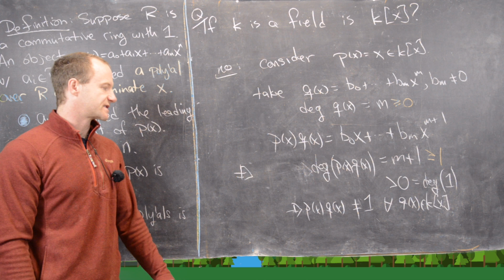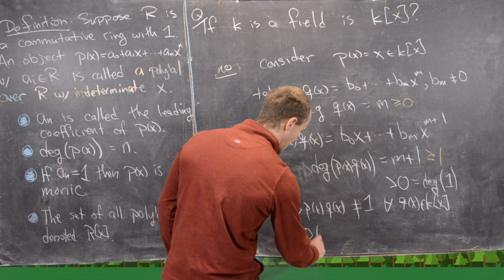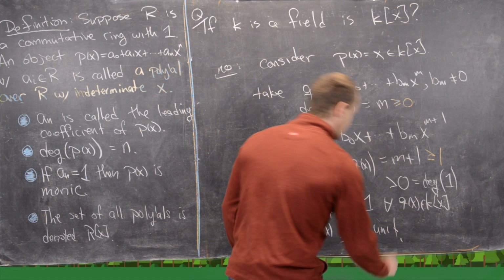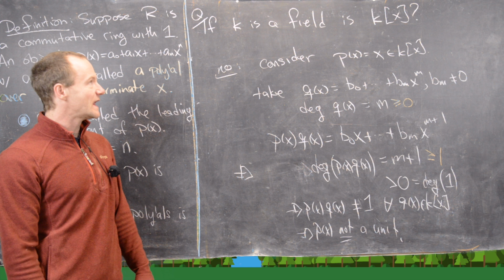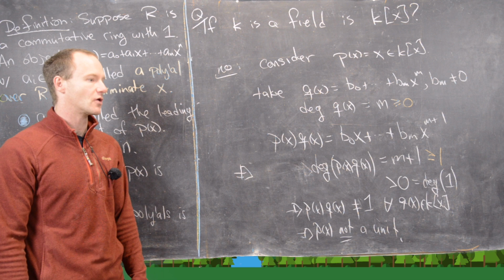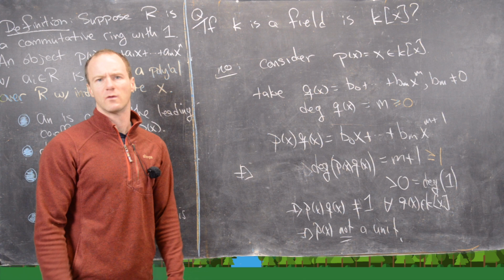In other words, this polynomial P is not a unit. So let's write that: P of x is not a unit in K adjoint x. Now, a question: can we tweak this polynomial ring with coefficients in a field in order to make it a field? And the answer is yes. Maybe I'll clean up the board and we'll look at how that goes.